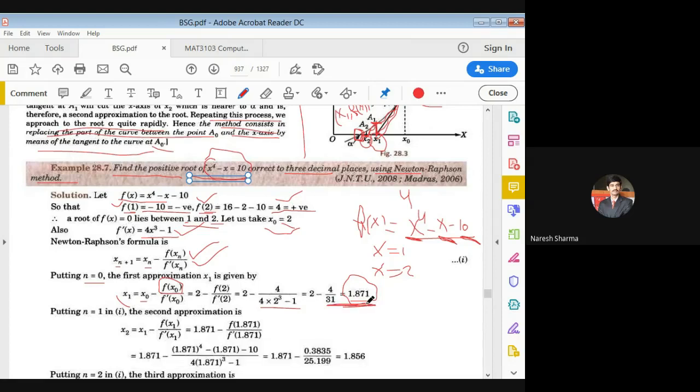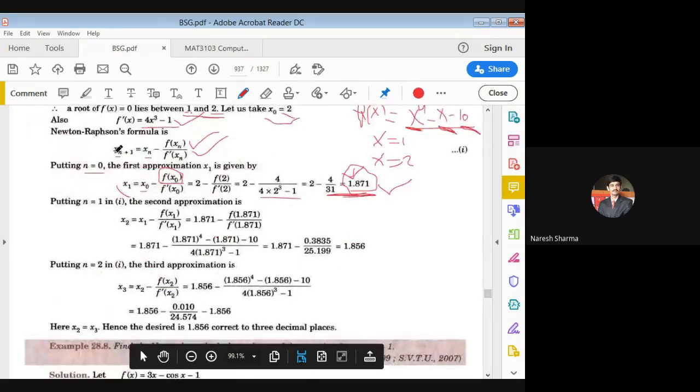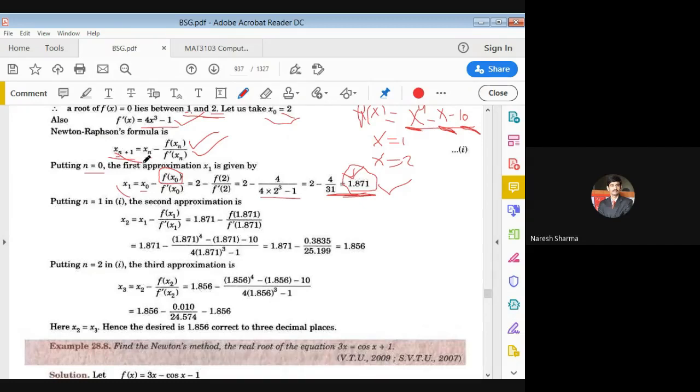In the Newton-Raphson method, there is no need to check whether the next approximation lies between 1.871 and 2. No need to check this. You just take this as your first approximation and do your calculation for the second approximation. For that we put n = 1 here. So now we get the formula. We put x1 as 1.871, the same 1.871 you just need to put in your function, x^4 - x - 10.